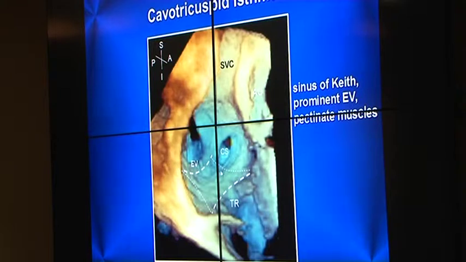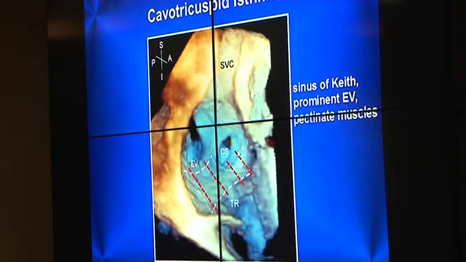And this region is very important because this triangle is called the cavo-tricuspid isthmus. So be aware of the anatomical variants of the sinus of Keith or the Eustachian valve. And this region is important because arrhythmologists will perform ablation lines on this region.